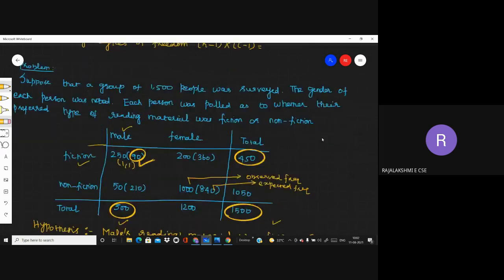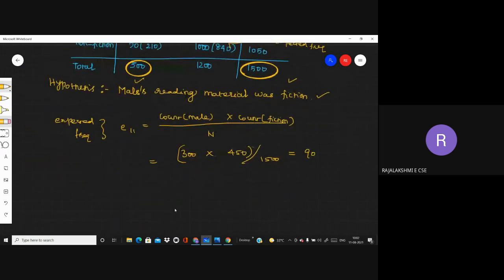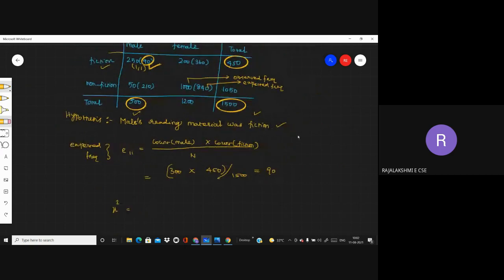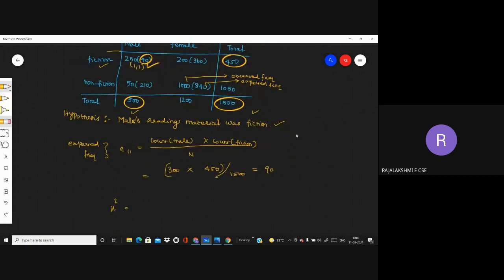I already calculated the expected frequency of males reading fiction books. அப்போ இப்போ chi-square test apply பண்ணலாம். So what is the first value? See here. Each and every row and column value should be applied with the same formula. So what is the observed minus expected value for the male with fiction? அப்படின்னா எப்படி போடணும்? 250 minus 90 the whole square divided by 90.